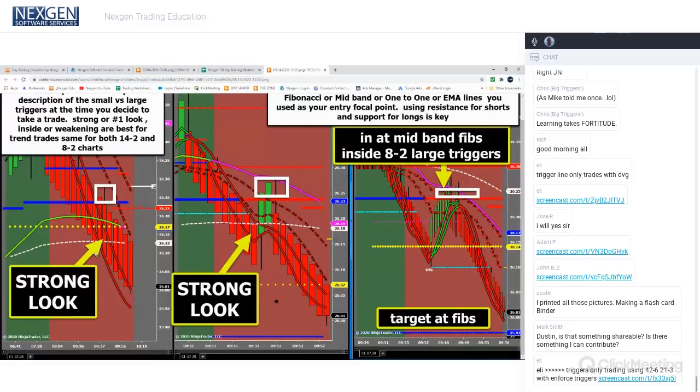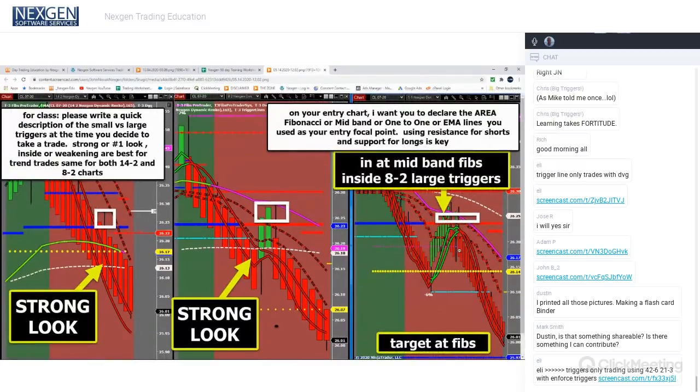Write what's happening with your triggers and why you're selling at a particular area, whatever it is. Why did you do it there and not somewhere else? What were the triggers doing and where were they located? And if you write this out on your chart, you very quickly quit making the wrong read.